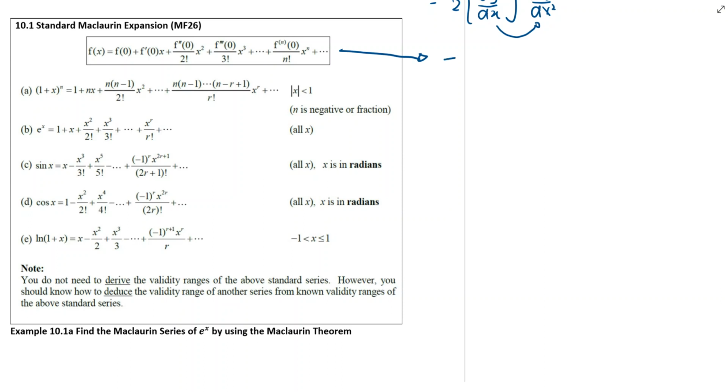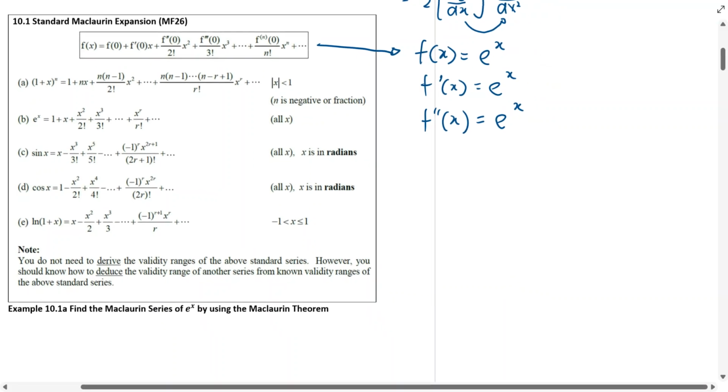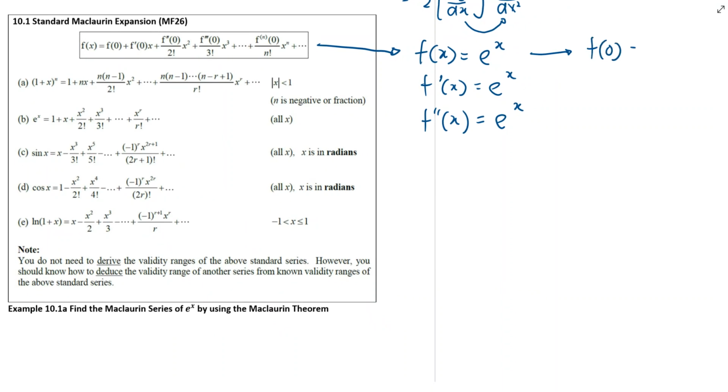So now we can say that f(x) is equals to e power x. If I differentiate one time, I will still get e power x. If I differentiate two times, I will still get e power x. Okay, so the crucial part about Maclaurin series is we need to sub x equals to 0. So f(0) is equals to 1. e power 0 is 1. f prime 0 is also 1. f double prime 0 is still 1.